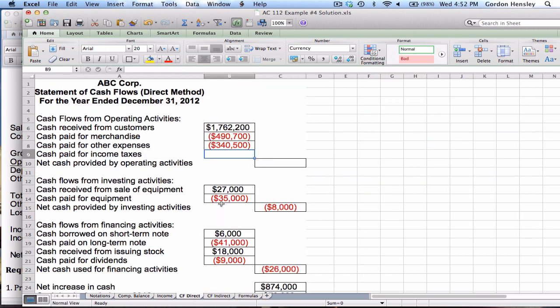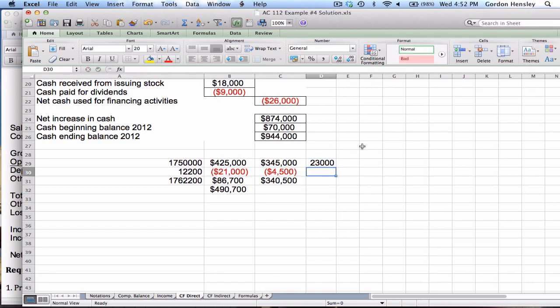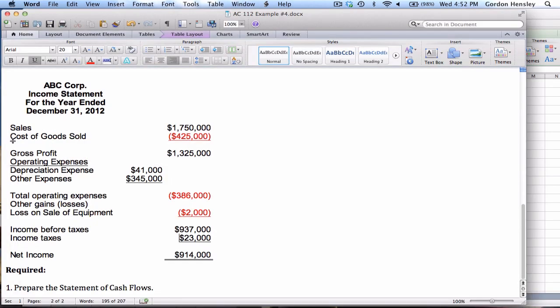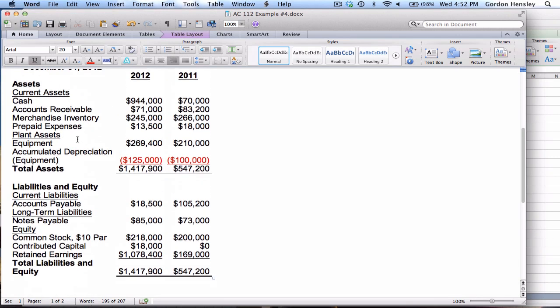So on my direct statement, I'll go down here and type in $23,000. That's my starting point for that calculation. Then I'm supposed to look at the taxes payable. That would be a liability. Well, when I look at their balance sheet, I see accounts payable, I see notes payable, I don't see any taxes payable. So they don't have any taxes payable.